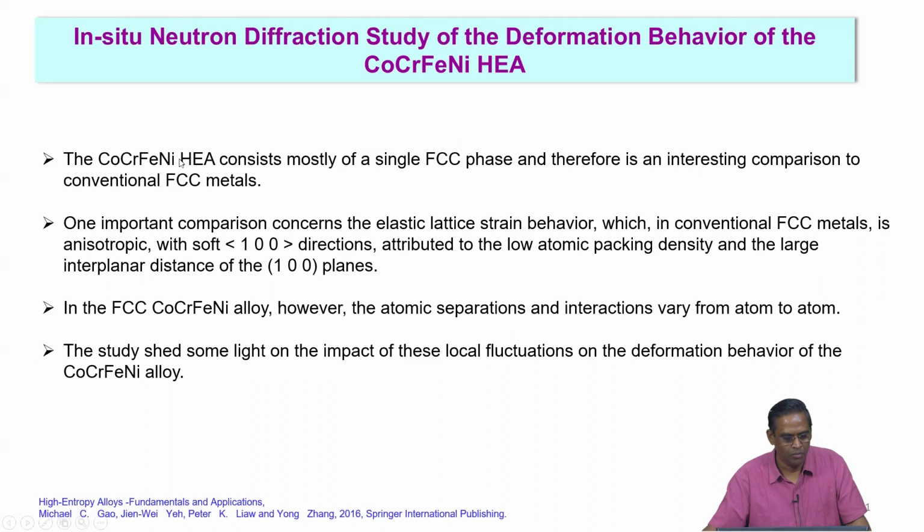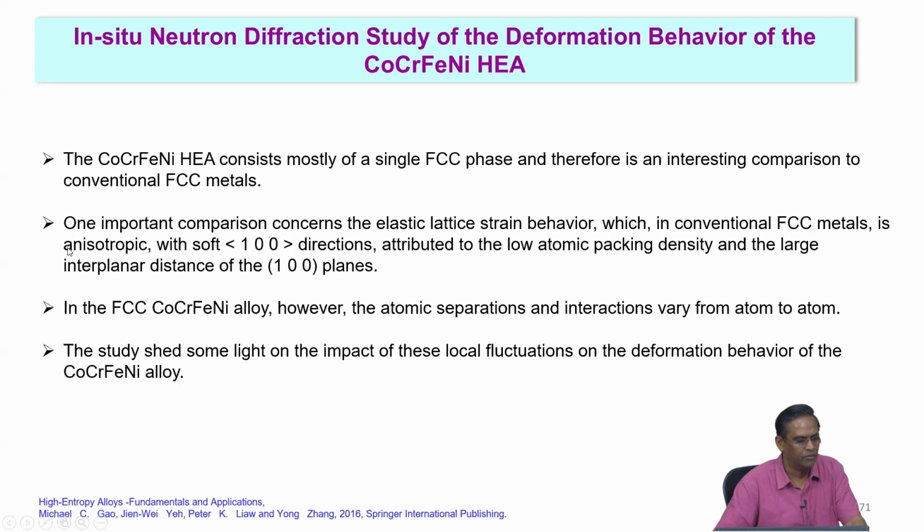So, the cobalt, chromium, iron, nickel high entropy alloy consists mostly of a single phase, that is FCC. Therefore, it is an interesting comparison to the conventional FCC metals. We can compare these two metals because it is the same crystal structure. One important comparison concerns the elastic lattice strain behavior, which in conventional FCC metals is anisotropic. This I think you know.